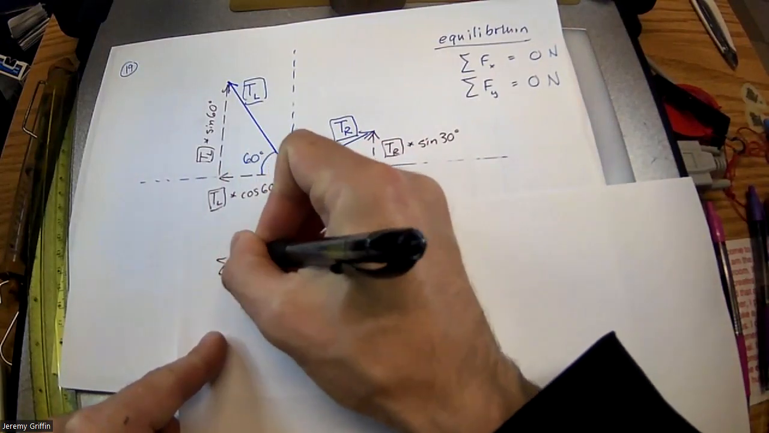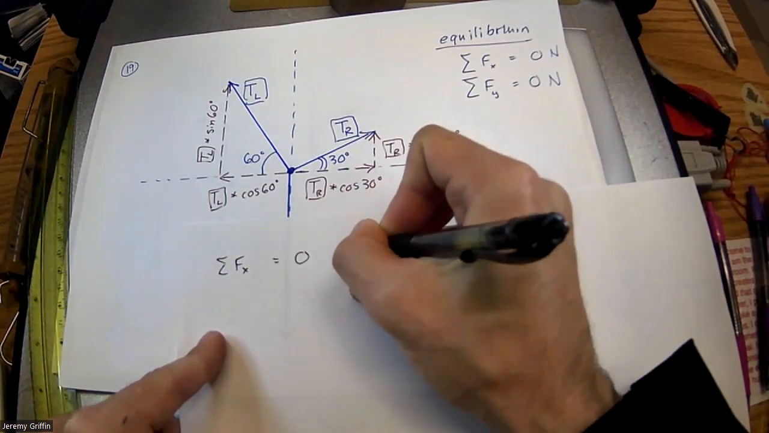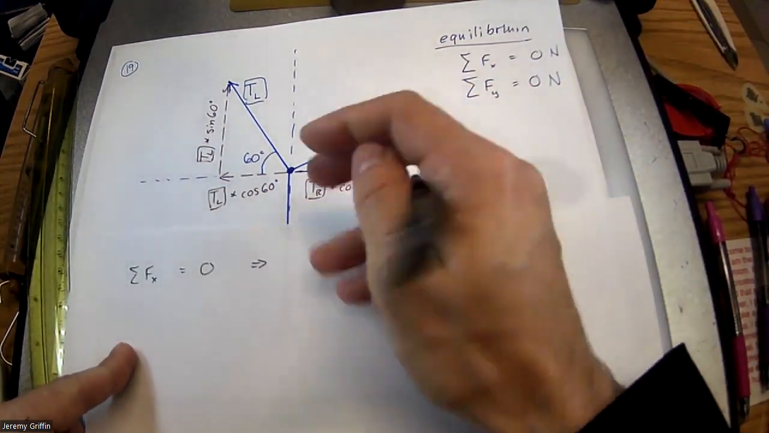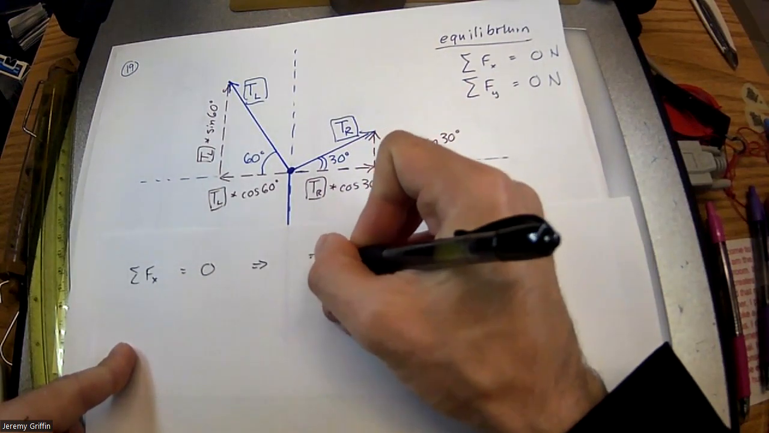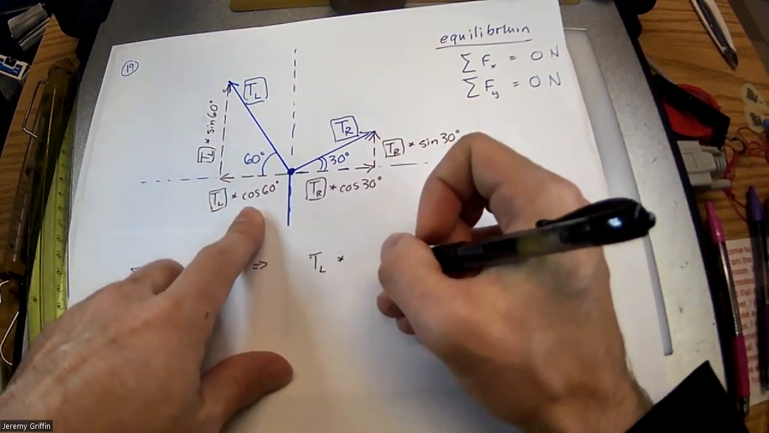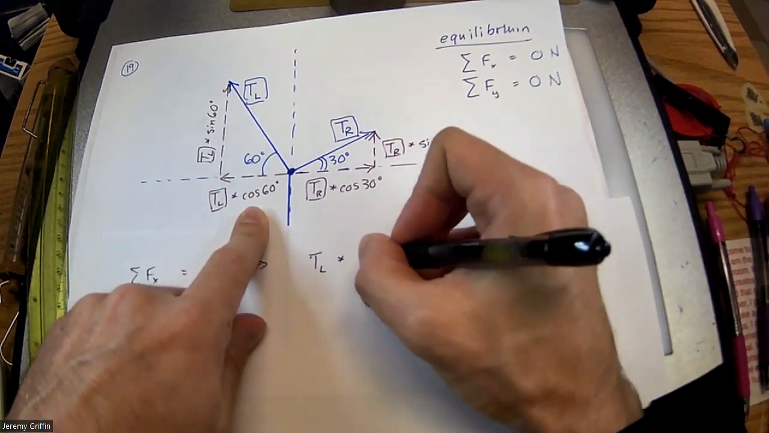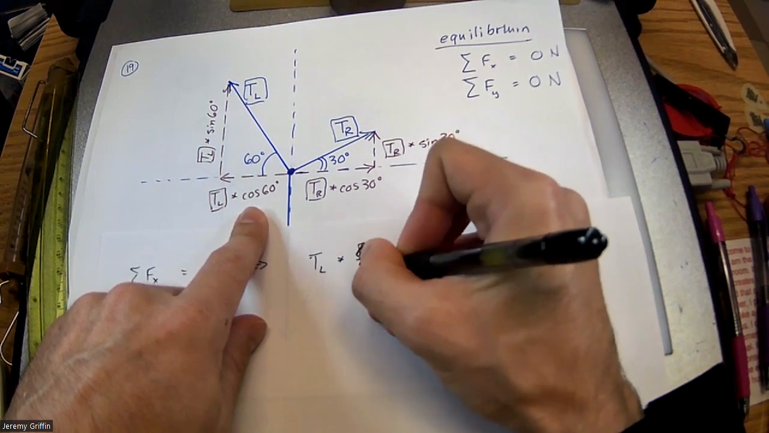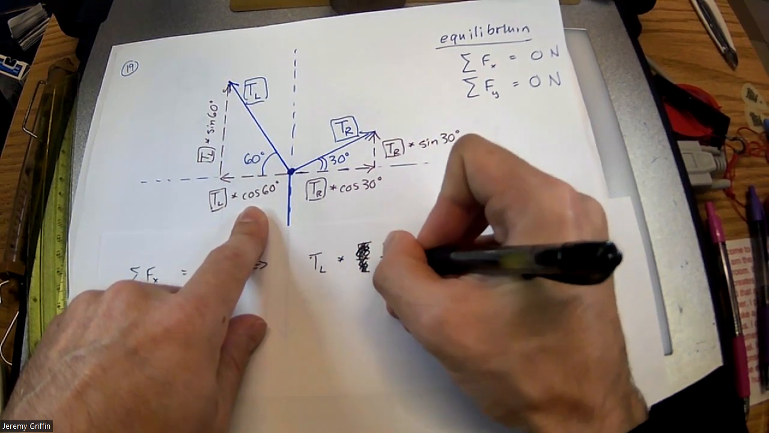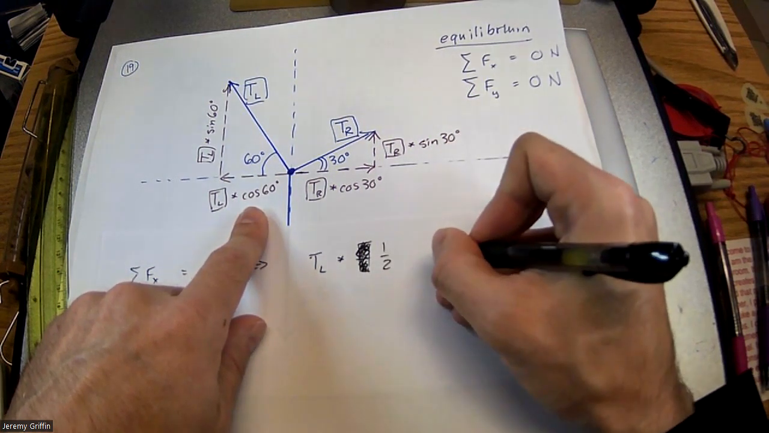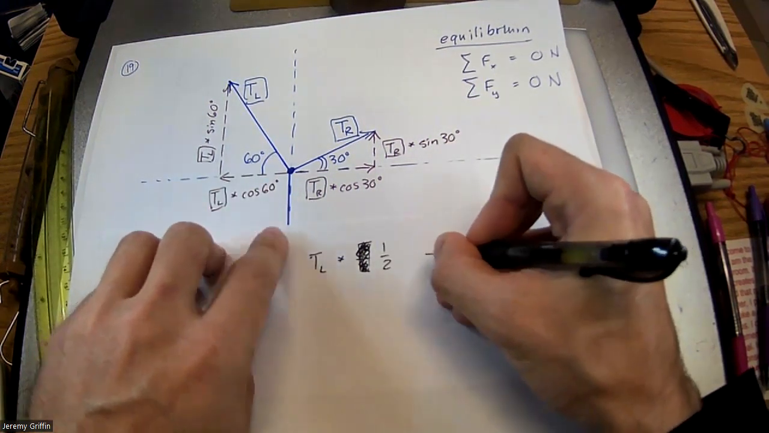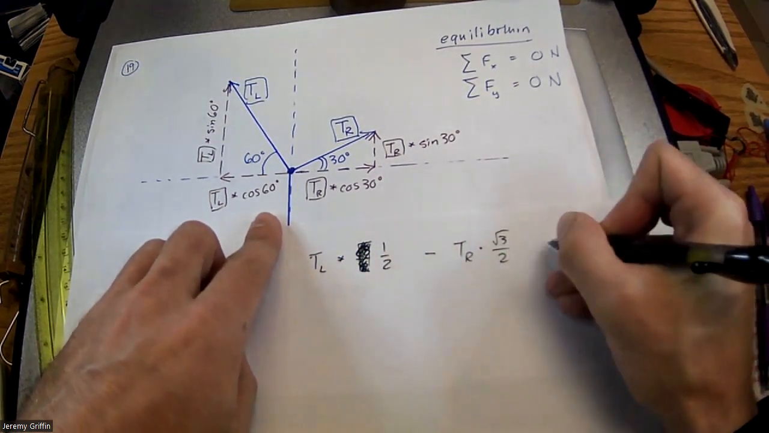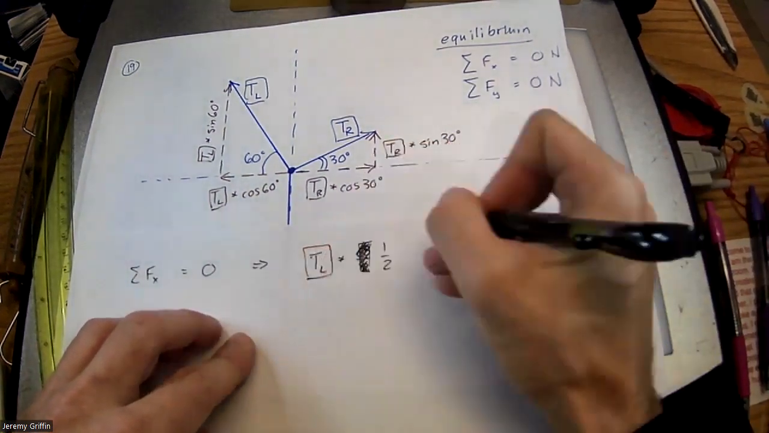The sum of forces in the x direction is 0. Therefore, I can set up the equation: tension on the left side times cosine 60 degrees. Let me skip to the next step since we're short on time. Is that square root 3 over 2? No, it isn't. It's 1/2. Oops. Cosine 60 degrees is 1/2. Minus tension on the right side times root 3 over 2 has to be 0. So I don't know tension left, and I don't know tension right.